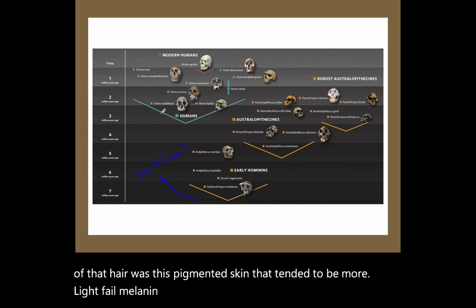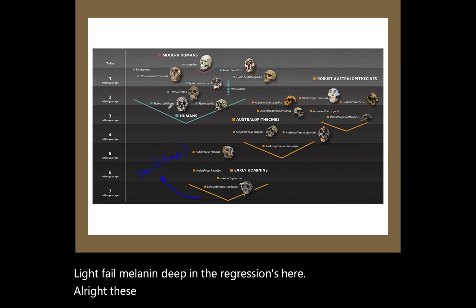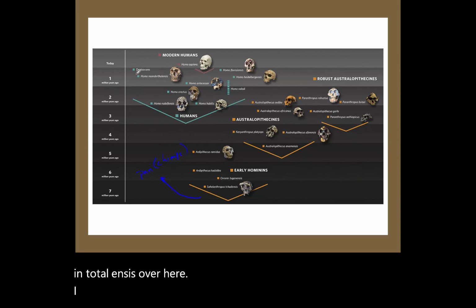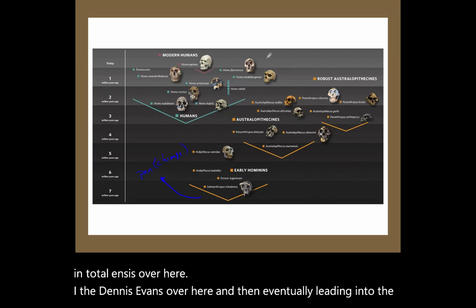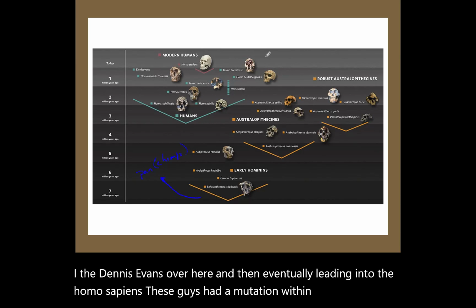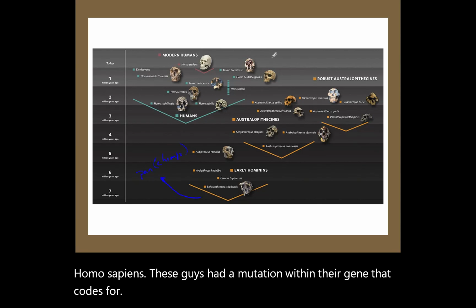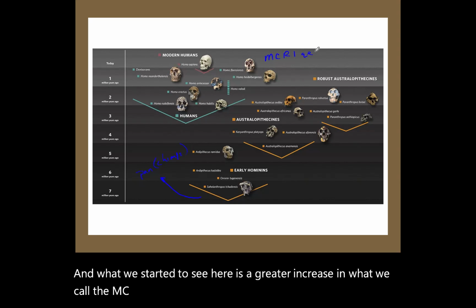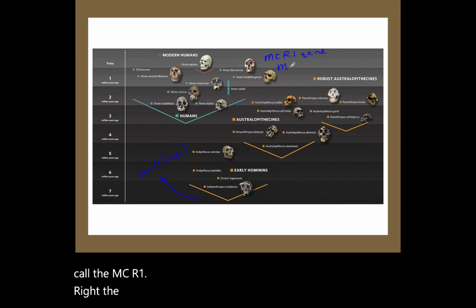Well, deep in the regressions here, these earliest hominids, Homo habilis, Homo erectus, Homo heidelbergensis, floresiensis over here, Homo neanderthalensis over here, the Denisovans over here, and then eventually leading into the Homo sapiens. These guys had a mutation within their gene that codes for skin pigment. And what we started to see here is a greater increase in what we call the MC1R gene. This stands for melanocortin receptor 1 gene.